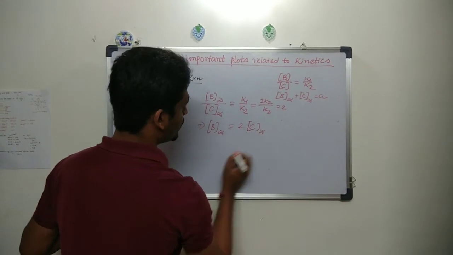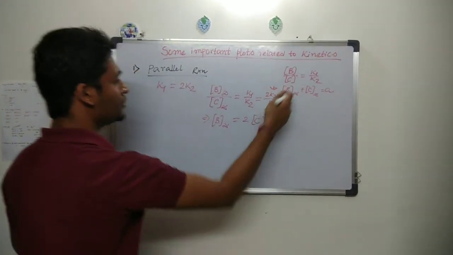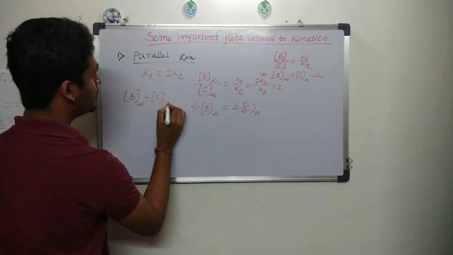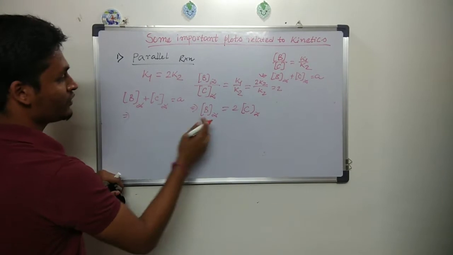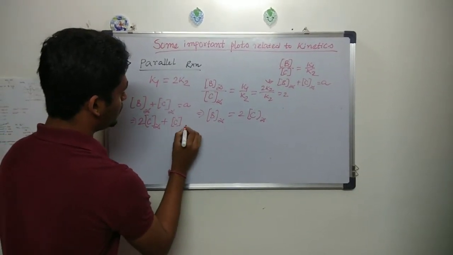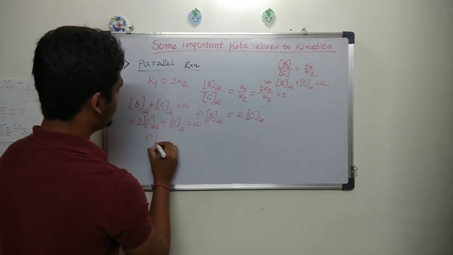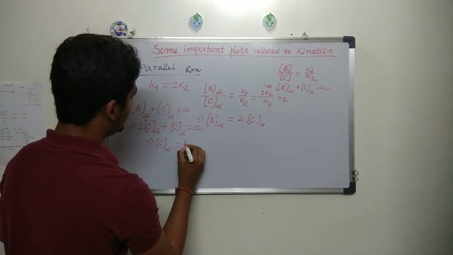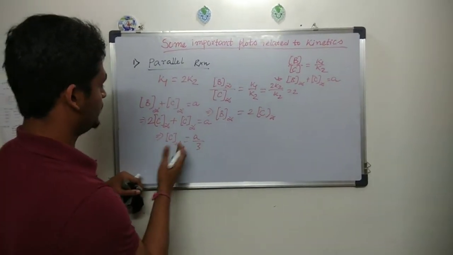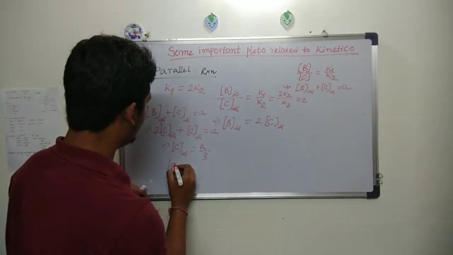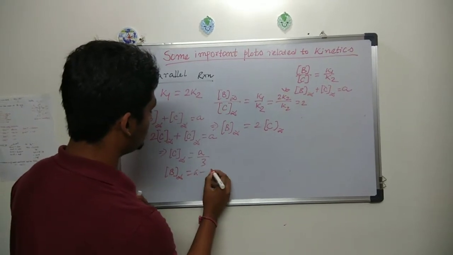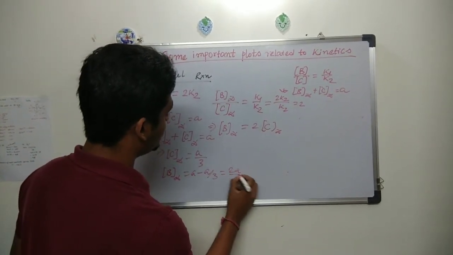Now you have one more equation, that is this: B infinity plus C infinity is equal to A. Now we just replace it: 2C infinity plus C infinity equals A. So what will be your C infinity? That will be A by 3. If this is A by 3, then what will be your B infinity? That will be just A minus this, that is 2A by 3.